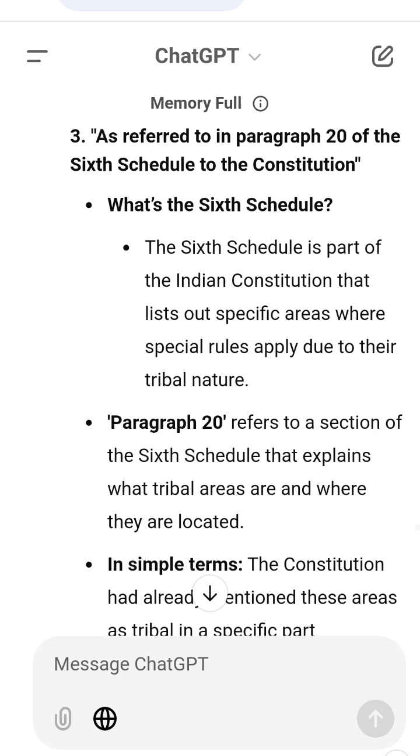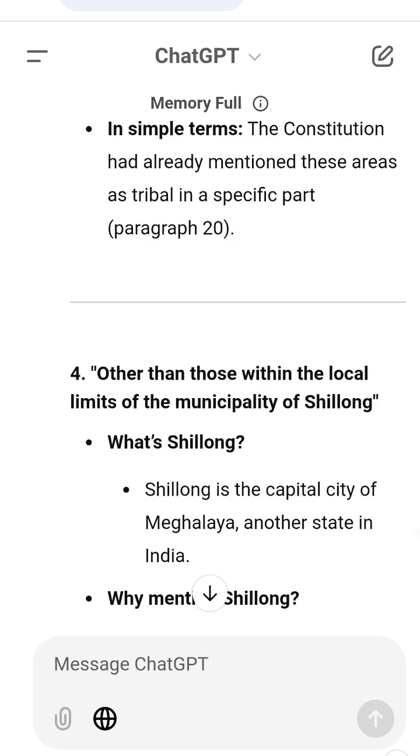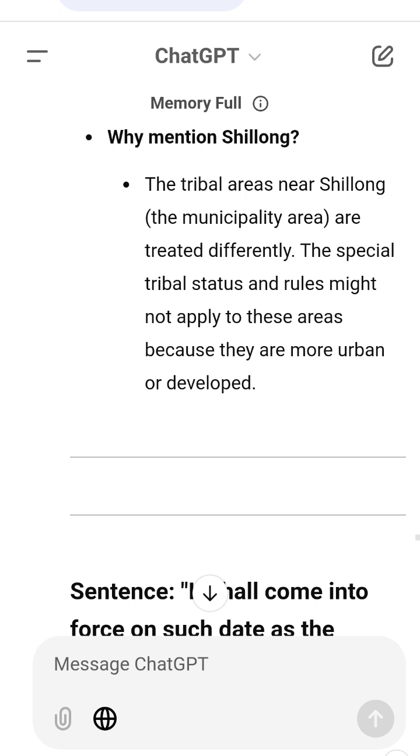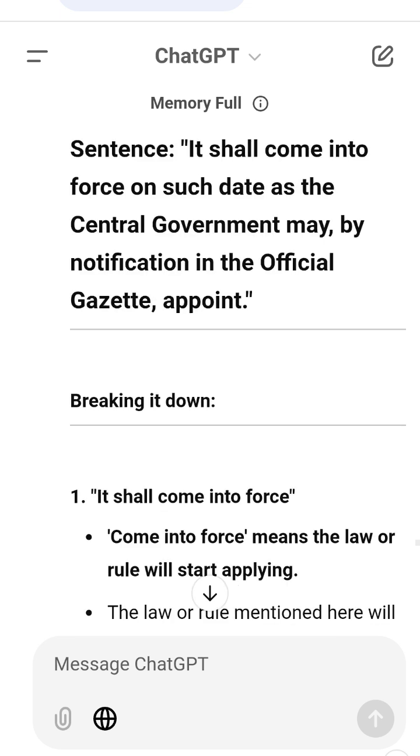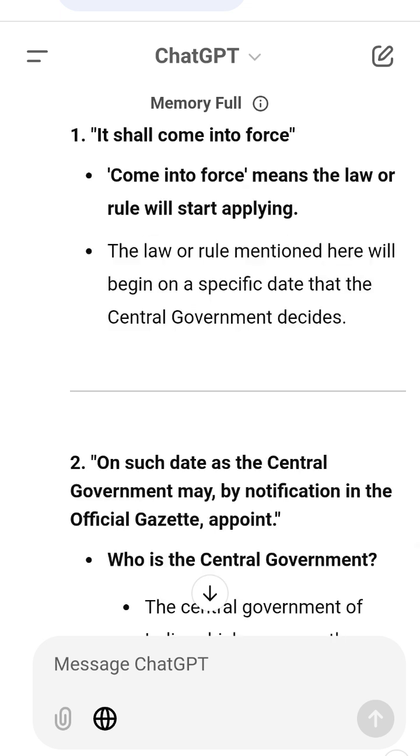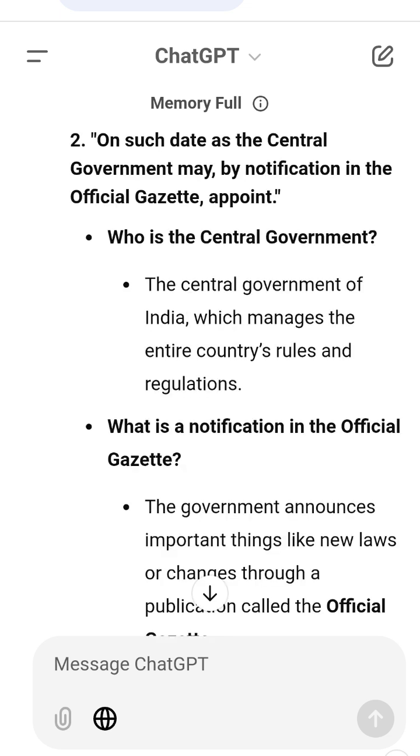Summary. 1. Tribal areas refer to special regions in Assam recognized as tribal areas before January 21st, 1972, as mentioned in the Constitution. 2. Shillong area is excluded from these tribal rules because it's more urbanized. 3. The central government will decide on a specific date when the rules here will come into force, and they'll announce it officially in the Gazette.